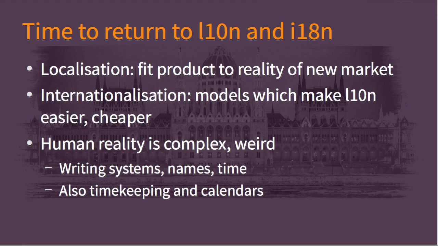So let's bring this conversation back around to localization and internationalization. I'll repeat what I said before. Localization is about dealing with the reality of a new market and what you need to do to the product to make it fit that new market. Internationalization is about coming up with models and abstractions which make localization easier and cheaper. And one thing you see all through this conference is that human reality is complex and weird. And that applies to writing systems and to names and also to timekeeping.